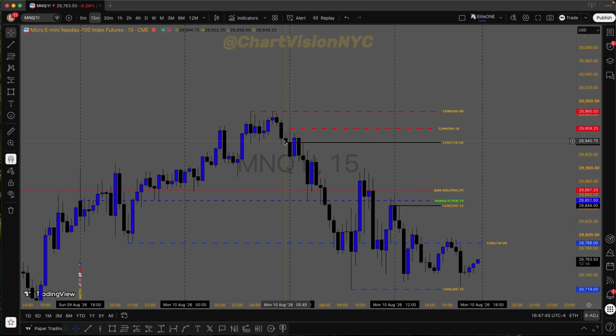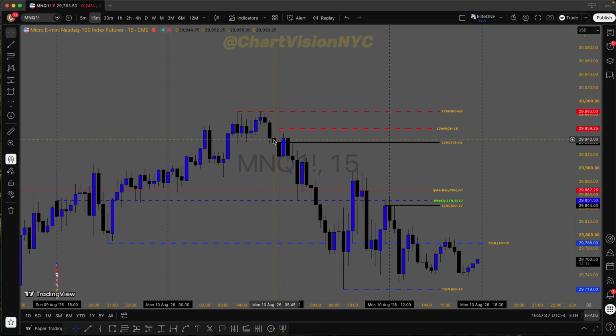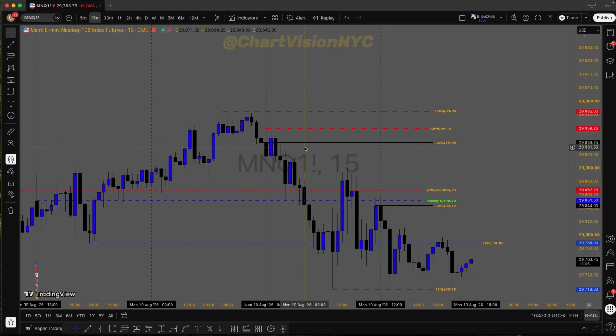Close where? We're on a 15-minute chart, so we're looking at the very last candle, 5:45 a.m. So that close is a 12-hour settlement. It's also a 6-hour settlement. It's also a 3. We know the market fractals up. It doesn't fractal down.